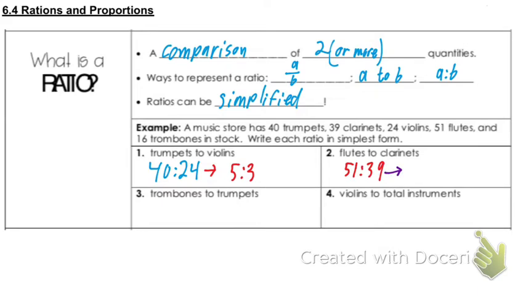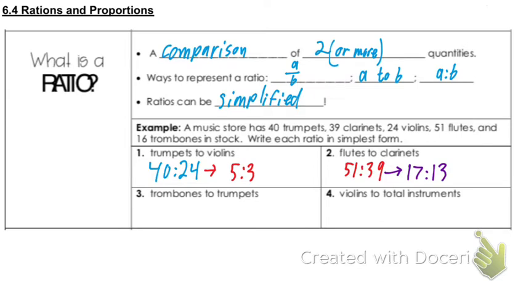3 goes into 51 how many times? 17. It goes into 39 how many times? 13. So for every 17 flutes, there are 13 clarinets.